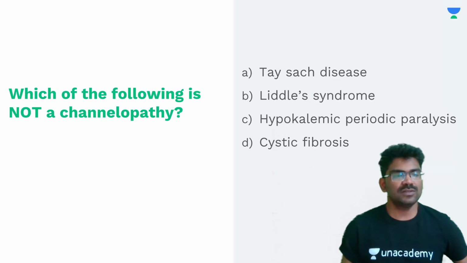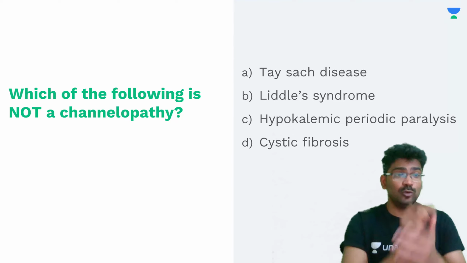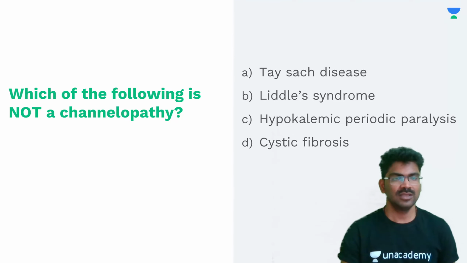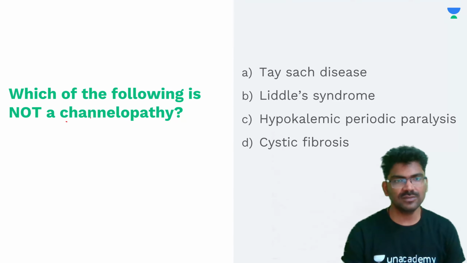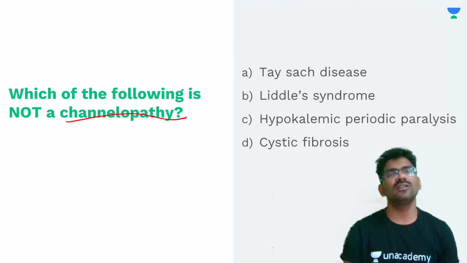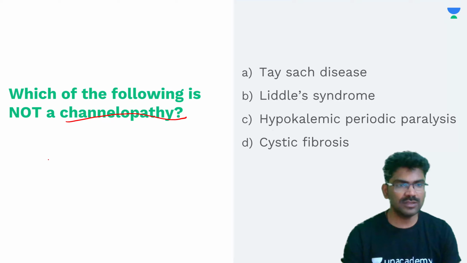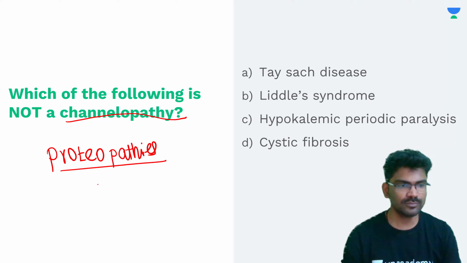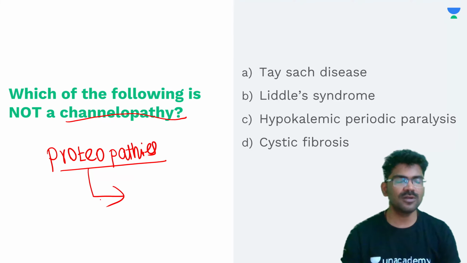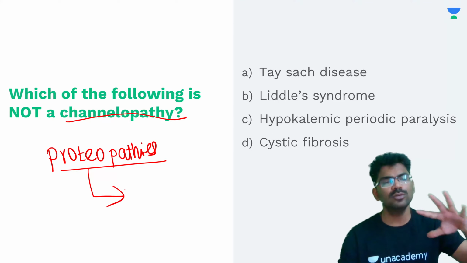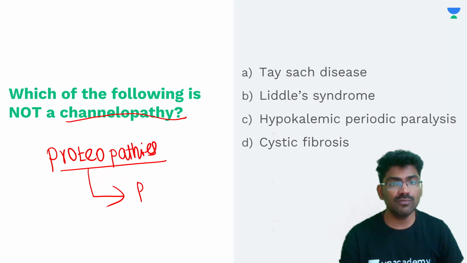Which is not a channelopathy? What are channelopathies? Channelopathies are disorders involving channels, right? There is also something known as proteopathy. In Harper, they have mentioned proteopathies. Proteopathies are disorders which are due to defect in protein folding.